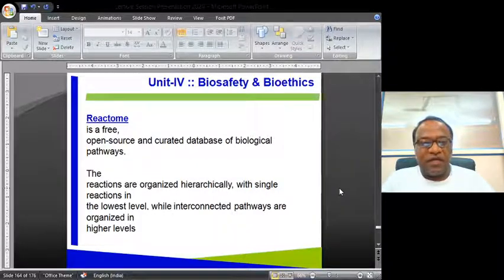We have InterProScan, a protein function prediction software. Then we have Reactome, a free, open source and curated database of biological pathways, wherein the single reactions are at the lowest level and interconnected pathways are organized at higher levels. That means there is an organizational hierarchy in the Reactome software.